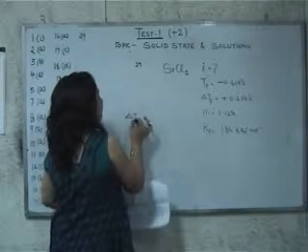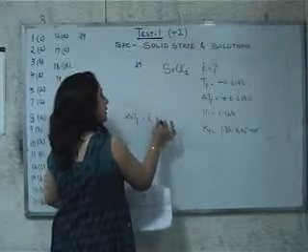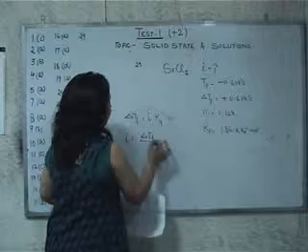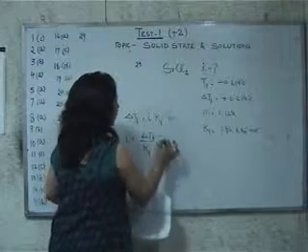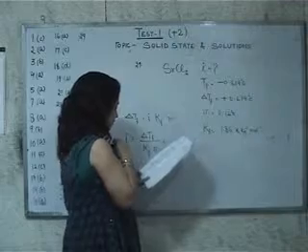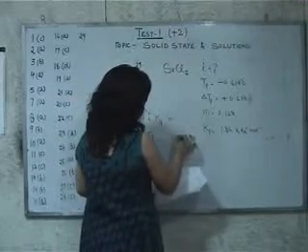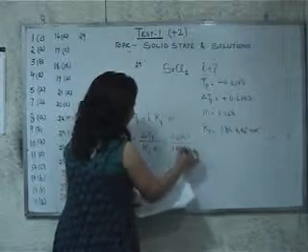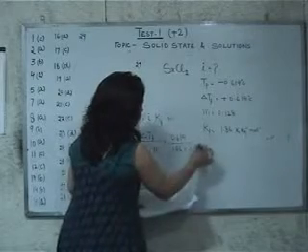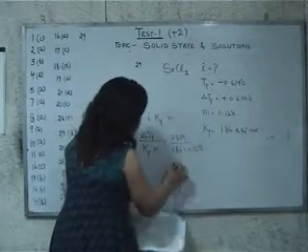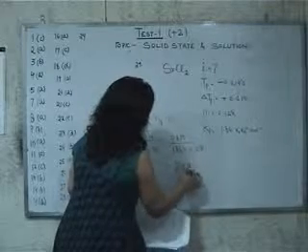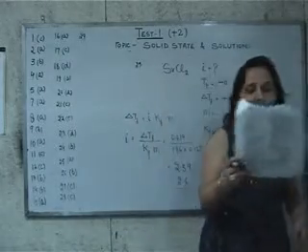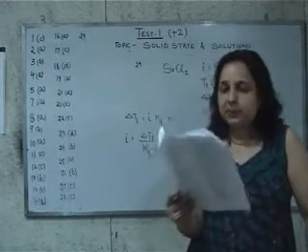The formula is delta Tf is i Kf m. The i factor will become delta Tf divided by Kf and molality. Now delta Tf is 0.619 divided by 1.86, molality is 0.128. On solving these values, we get 2.59, that means around 2.6. 2.6 is the Van't Hoff factor, B is the answer.